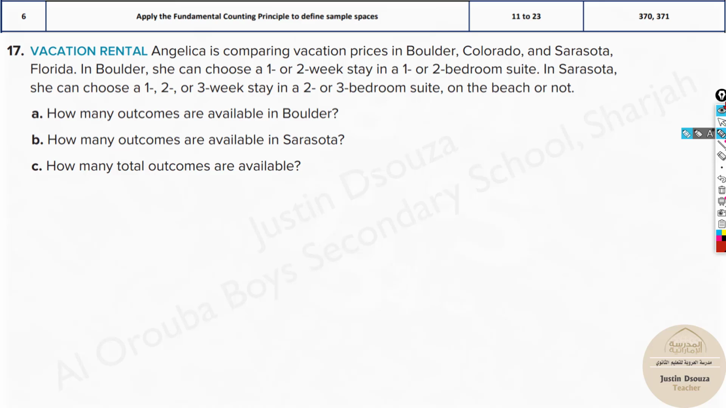So how many outcomes are there in Boulder? Let's do Boulder first. Boulder is having 2 week choices for the stay and 2 bedroom choices. It's just 4. That's it. What about Sarasota? Here there are 3 week options, there are 2 bedroom options, and you can either choose a beach or not. So there are 2 options over there as well. 3 times 2 times 2. So this is 6 times 2, which is 12. So the total possible outcomes for booking the vacation is 16. 12 plus 4 is 16.